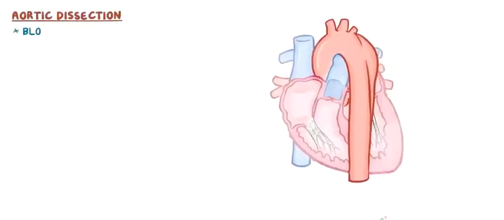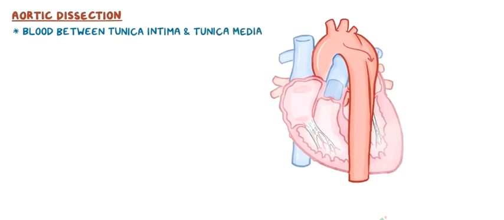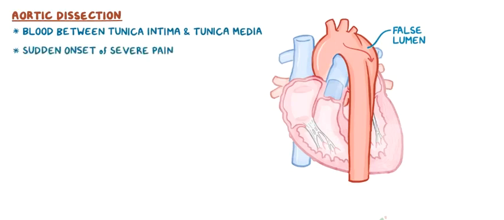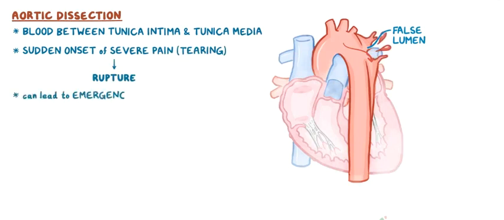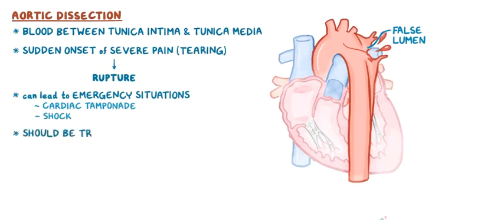Last but not least, an aortic dissection is where blood tunnels between the tunica intima and the tunica media, separating the two layers and creating a false lumen. Aortic dissection, in most cases, is associated with a sudden onset of severe pain, often described as tearing, and can evolve into a complete rupture. An aortic dissection can lead to emergency situations like cardiac tamponade and shock, and should be treated immediately.